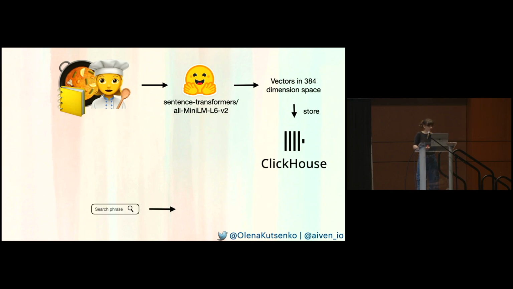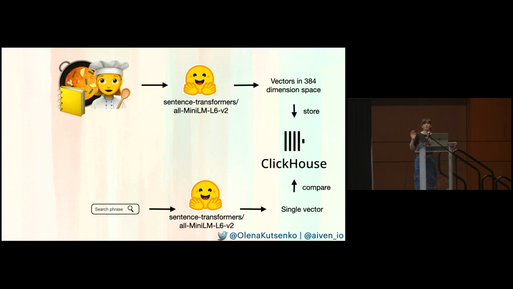And one of the things which comes out of the box with ClickHouse is also vector search. So here, in this particular example, I used a very small model, all mini, so it just has 384 dimensions, and then I store the data in ClickHouse, and then we can perform the similarity search on that as well.